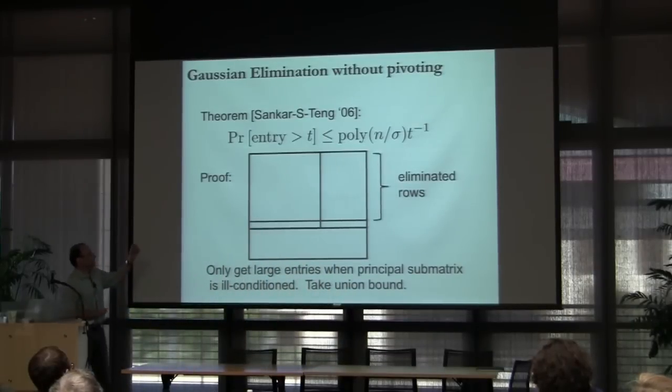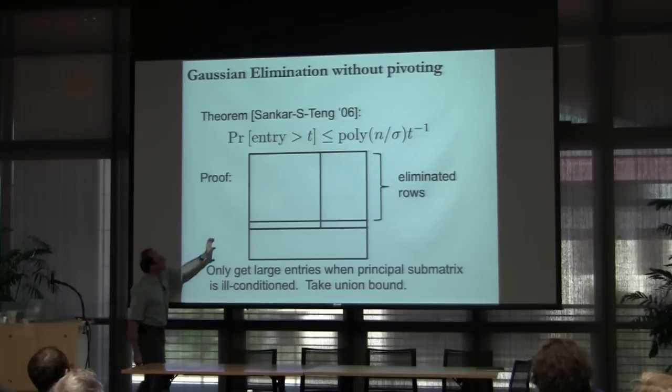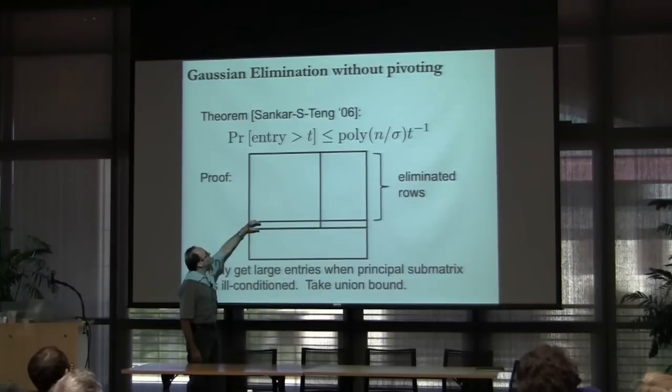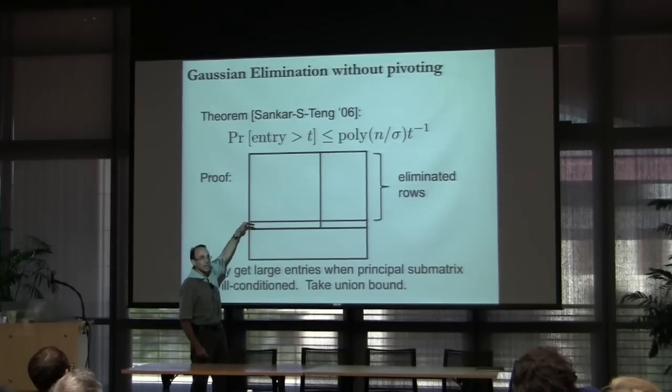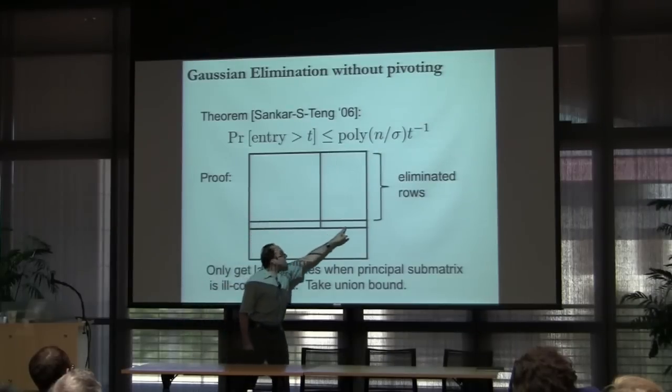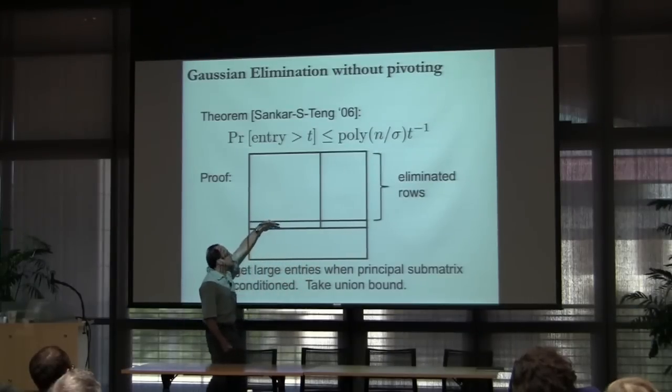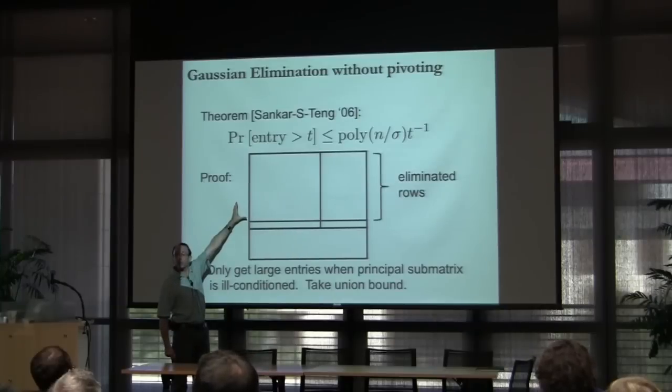Anyway, let me tell you just quickly how you would prove this, because we're going to prove something better in a moment. Whatever you're doing, when you're eliminating a row, let's say I'm looking at this row here, we take a look at what we get after eliminating the previous rows. The only way I get a big entry here is if I express this row as a large multiple of the previous rows. That can only happen if they were ill-conditioned.